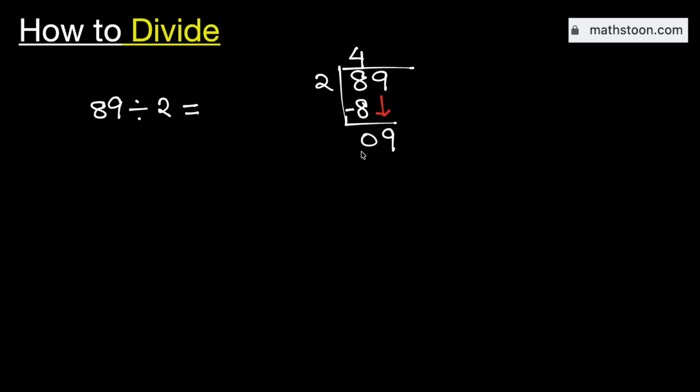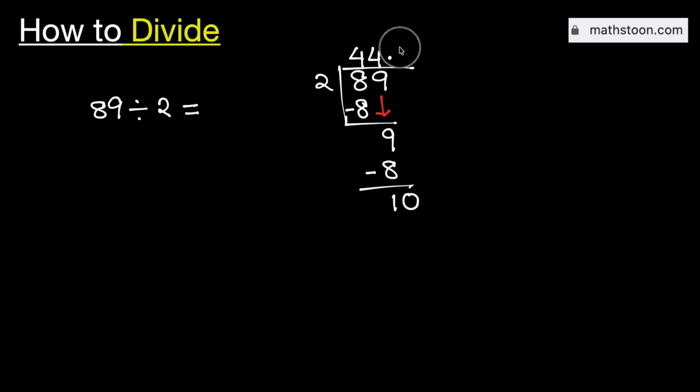Now see that we can remove this 0. And we know that 2 times 4 is 8. Subtract, we get 1. Now this 1 is less than 2, but we have no number to bring down here. So in this situation, we will borrow 1 0, and for that we need to put a decimal here.